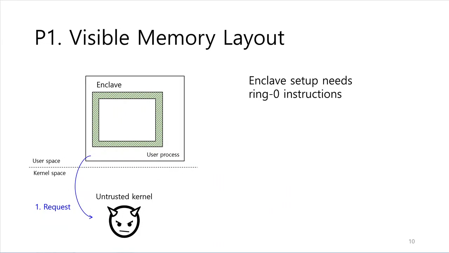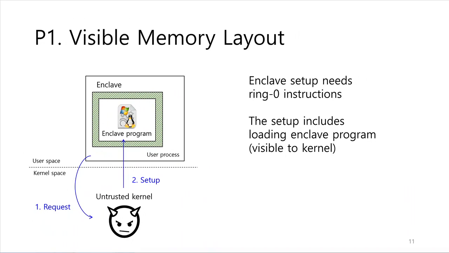First, we must hide the memory layout of the enclave from the kernel. I will explain first why it is visible to the kernel. It is mainly because setting up an enclave requires ENCLS instructions. So the user process must request the kernel to set up an enclave. Then the kernel creates the enclave and sets up the base memory state of the enclave. In addition, during this setup process, it also loads the enclave program. So it becomes completely visible to the kernel.